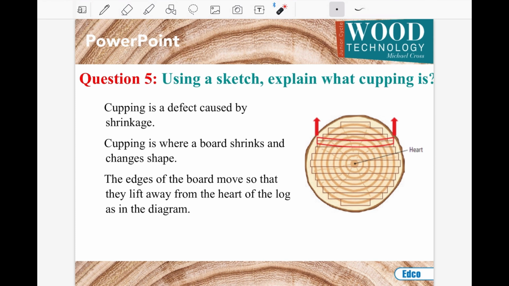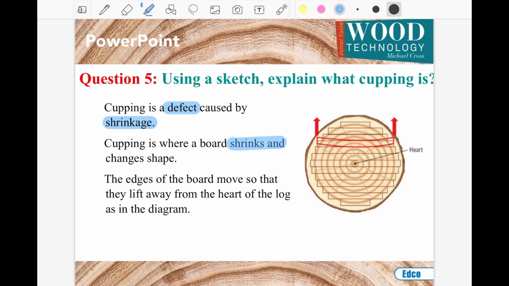What actually is it though? When you're using a sketch, you still need annotations. You need notes to help you explain it. So it's a defect. Now we haven't had the word defect earlier on, so I want to highlight that as a key word. A defect caused by shrinkage. Okay, defect caused by shrinkage. Shrinkage occurs when you're drying timber. And cupping is where a board shrinks and changes shape.